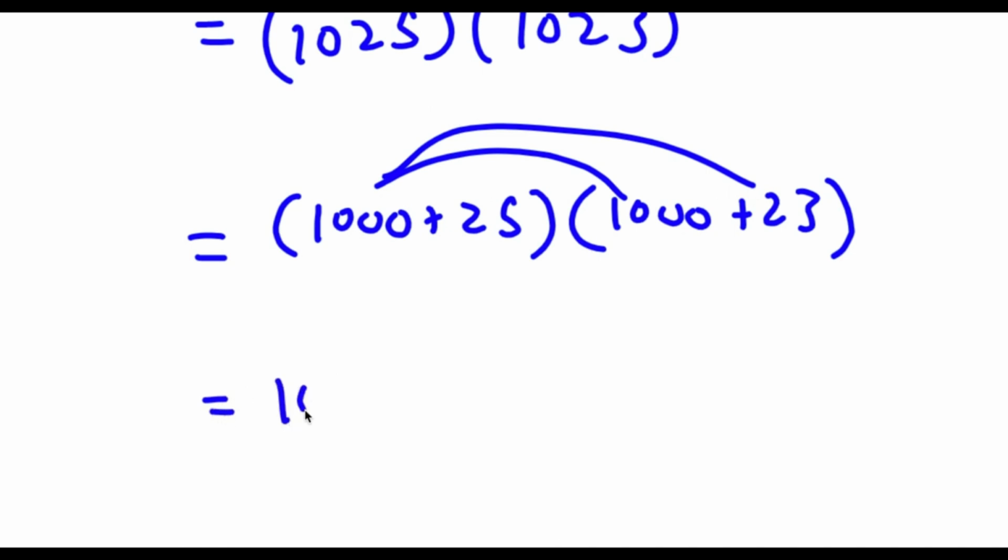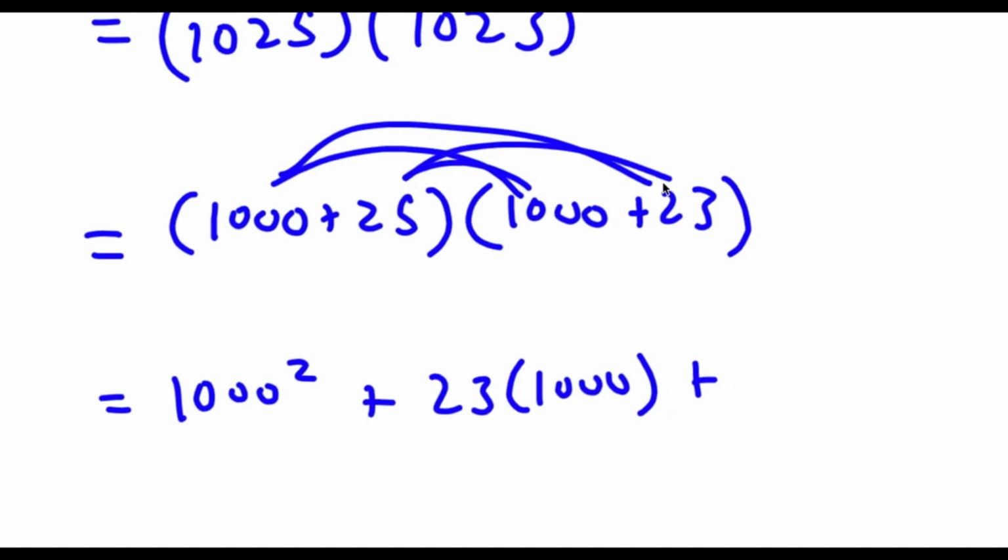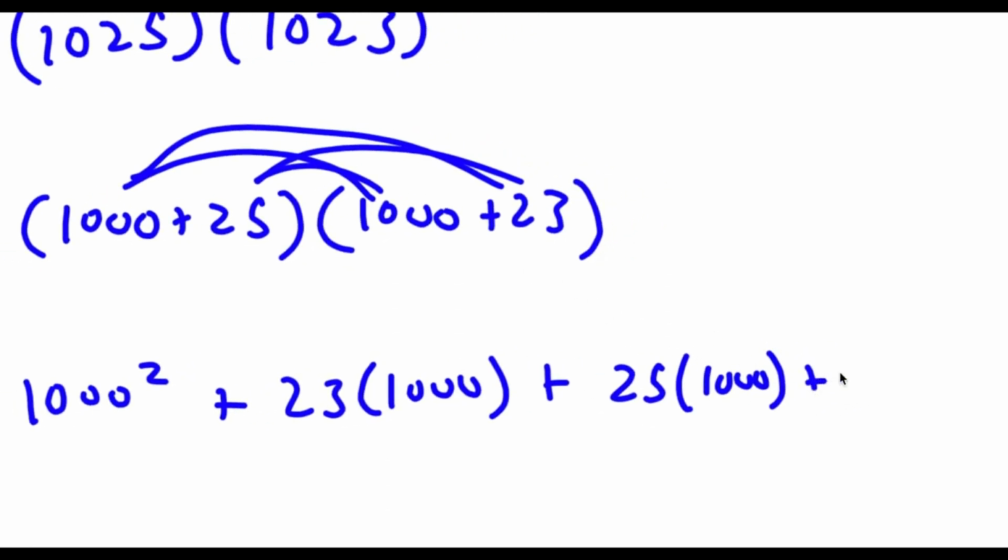So now I have 1000 squared plus 23 times 1000 plus 25 times 1000 plus 25 times 23.